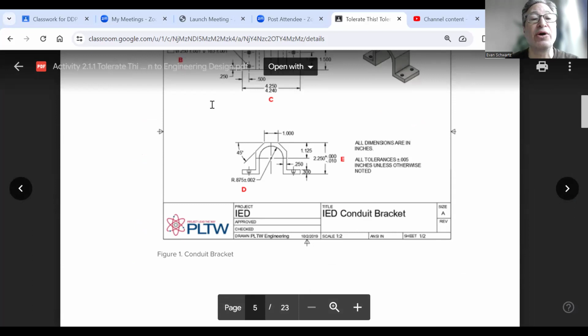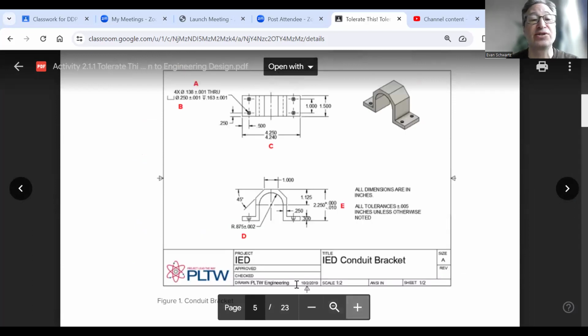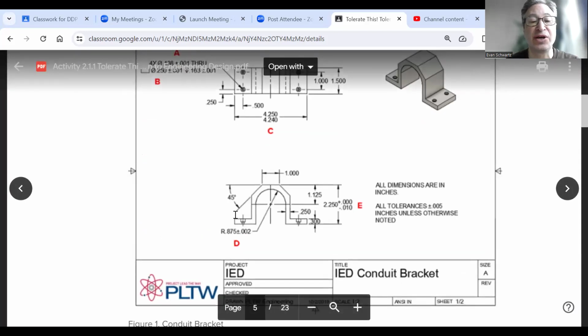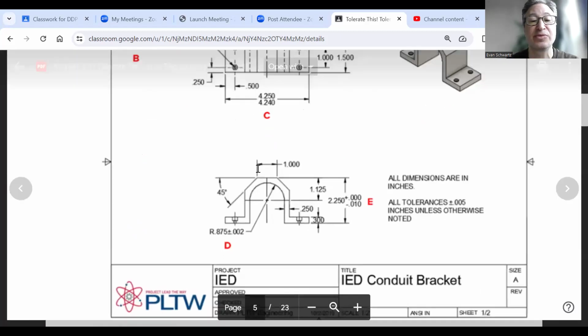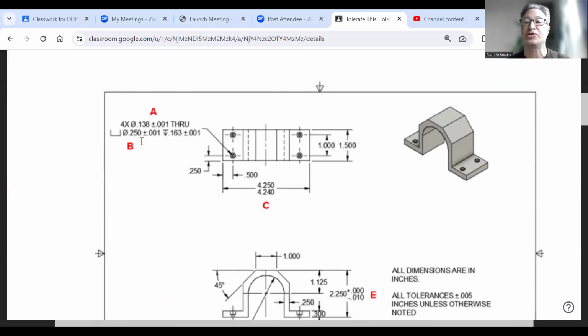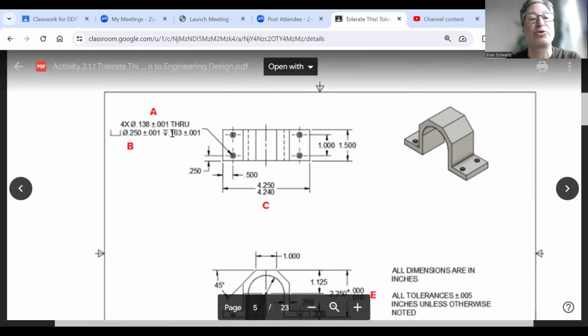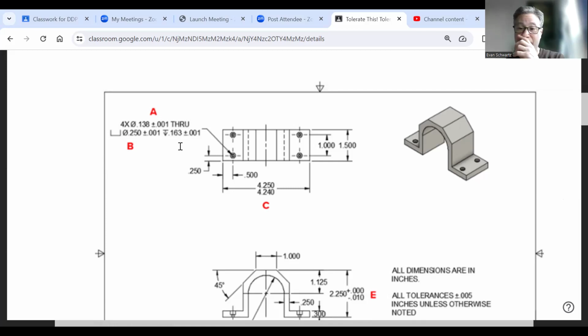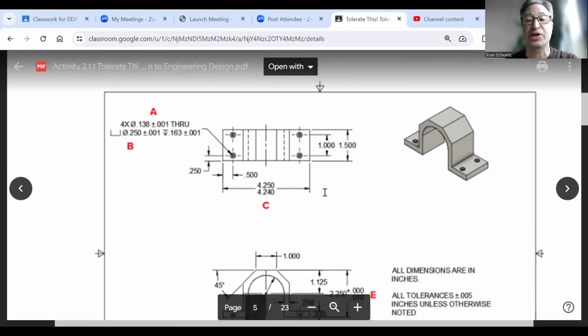One thing I want to point out is, if we look at this letter B, we have a counterbore right here, the diameter of the counterbore, and we have the depth. So this is going to be the tolerances on this hole here. You'll notice that there is a tolerance on both the counterbore and a tolerance on the depth. So B is going to have two tolerances that we're going to be looking at.